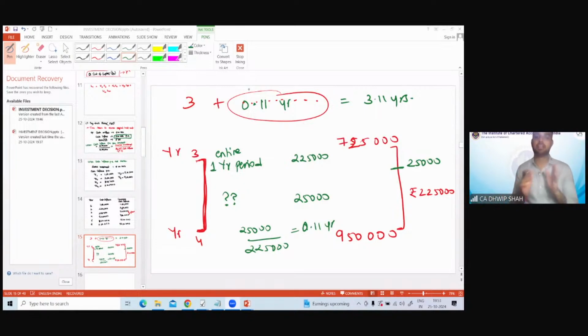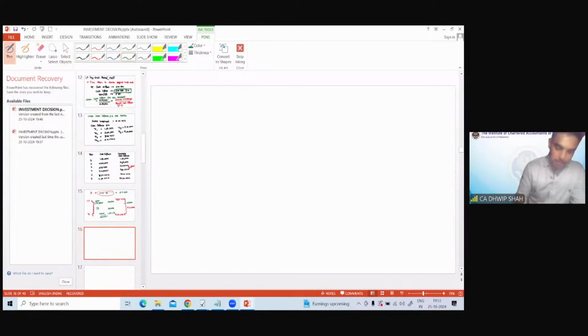Payback period is the time taken to recover my original investment. If the cash flow per annum stream is constant, then simply apply the formula. If cash inflows per annum are uneven, then use interpolation. Okay? This is how we calculate payback period.